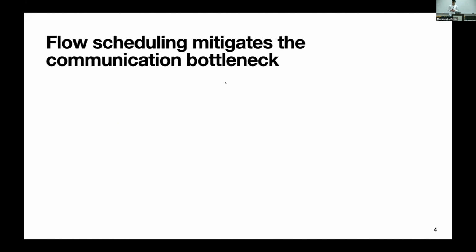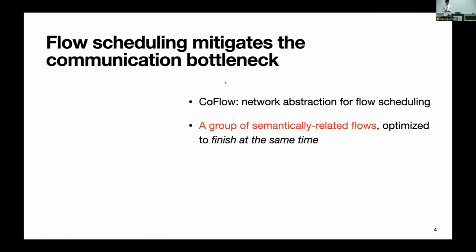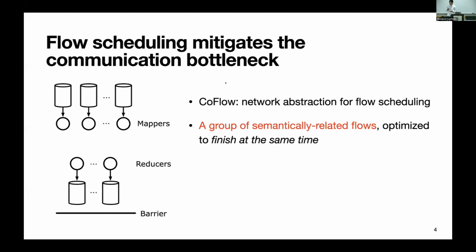So flow scheduling is a powerful tool to alleviate the communication bottleneck. It reduces the flow completion times and ultimately the overall completion time as well. CoFlow is the most relevant network abstraction for data parallel applications to express their performance goals. It defines a group of semantically related flows that are optimized to finish at the same time. In the example of a MapReduce job, we can say that all flows in the shuffle stage constitute a CoFlow, and the CoFlow will not finish until all its flows finish.